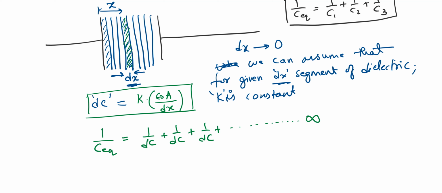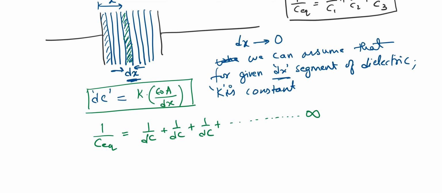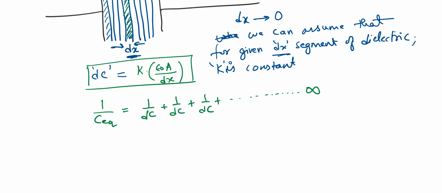This is how we can represent it. Each of them would have the capacitance equal to dC. And how many capacitors do we have? We have infinite capacitors. So we are arranging them like this, or the equivalent capacitance can be given like this. Now how can we solve this?